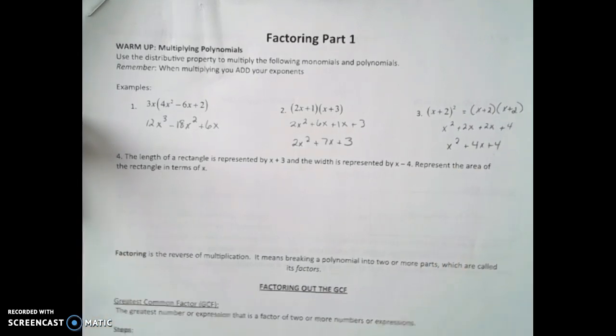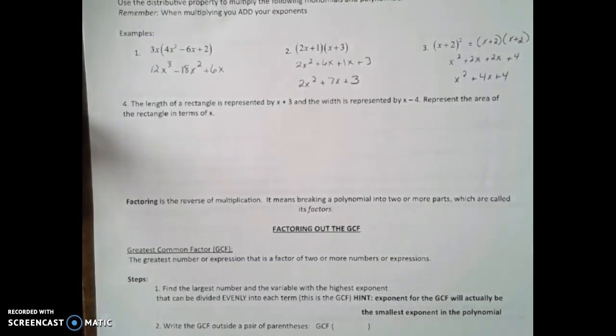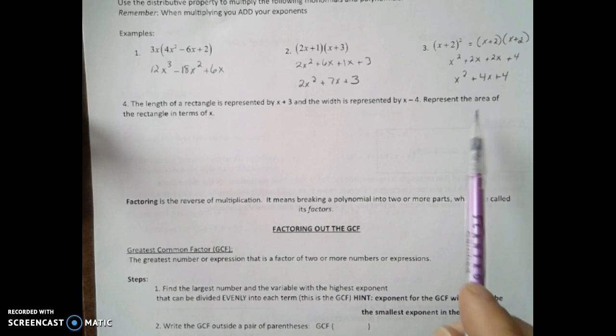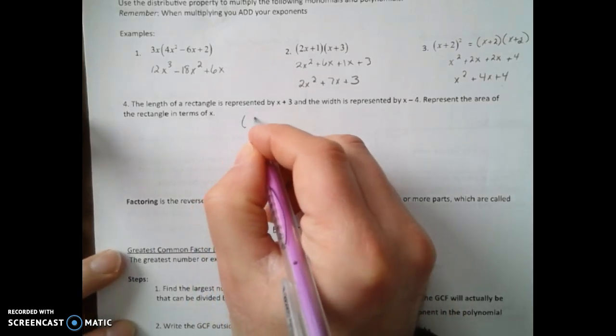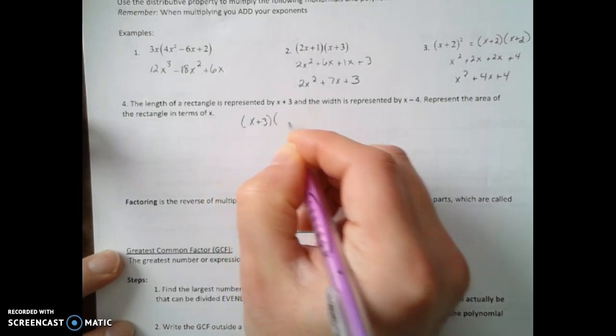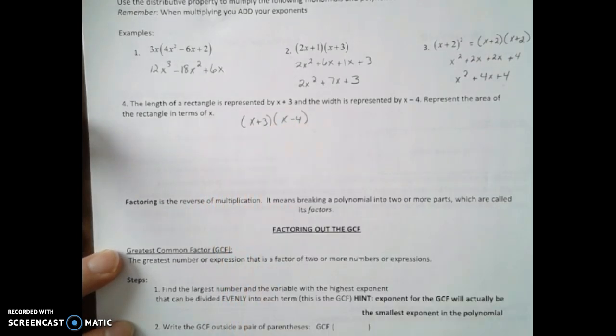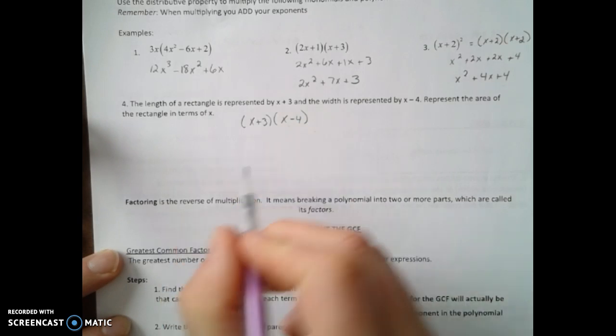In example 4, they tell us the length of a rectangle is represented by x plus 3, and the width is represented by x minus 4. Represent the area of the rectangle in terms of x. To find the area of a rectangle, we do length times width. So we have the length of x plus 3 times the width of x minus 4. And again, I'm just going to multiply these two binomials together.